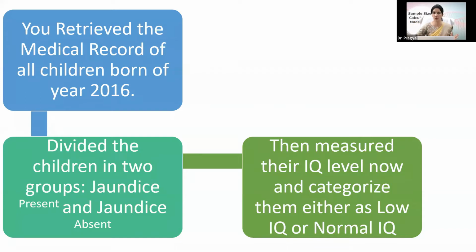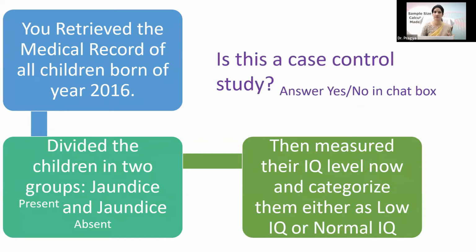Is this study a case control? Just type yes or no. The answer to this question should be yes or no. There are mixed responses, both yes and no. But in this case, if you have categorized the exposure as neonatal jaundice and the outcome as IQ, then definitely you are measuring the outcome later and you have started with the exposure. So this is a cohort study.